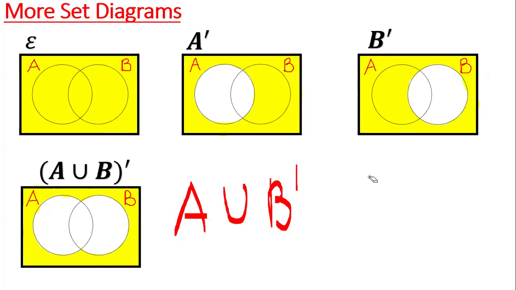Yes, sir. So the reason why we put the brackets is to say that no, we want the whole thing, the complement of the whole thing. We don't just want the complement of B.